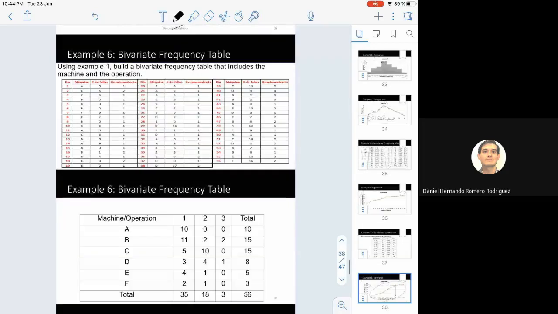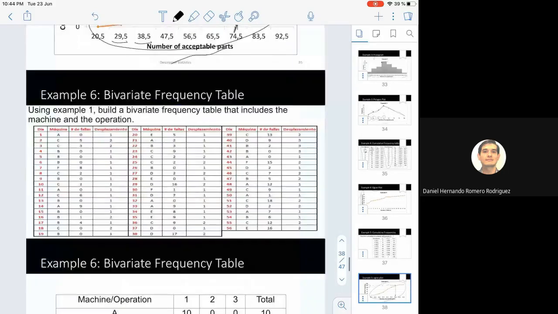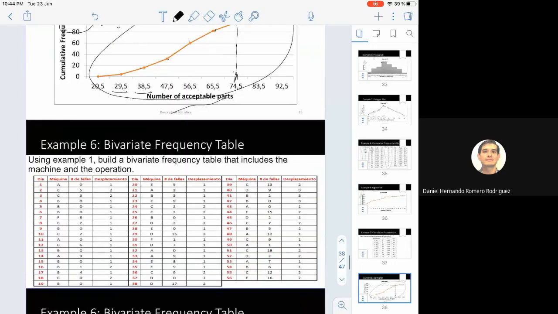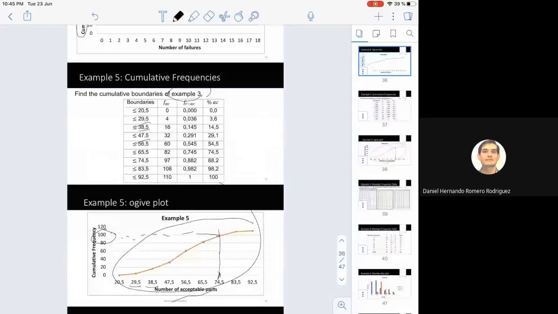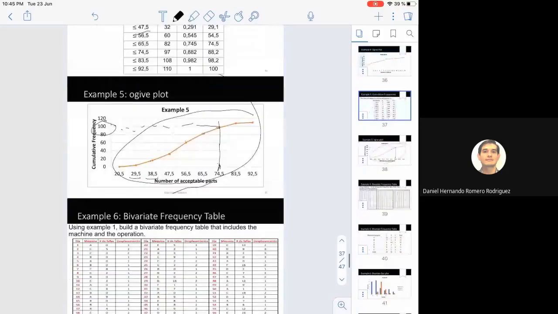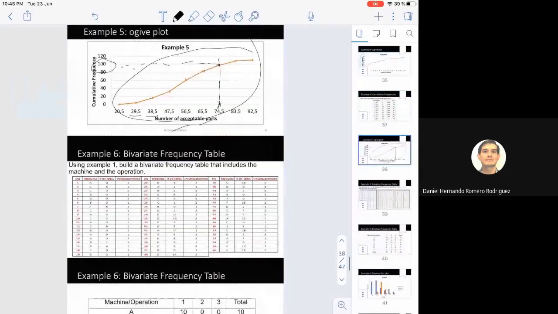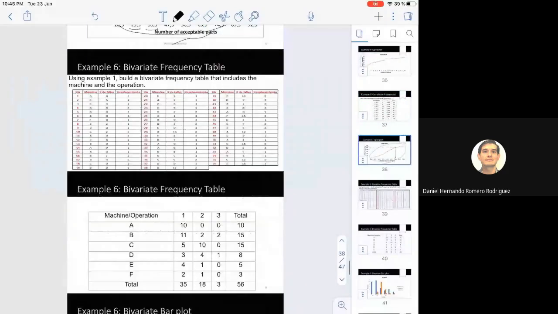All right, so we're almost done. I want to show you now the bivariate frequency tables, but I think I will split this video in two parts, because so far we have covered enough material. We went over the group frequency tables and some new plots, such as the ogive plot, which is a cumulative one. So I'm going to stop here, and we're going to talk about the bivariate frequency tables and the Pareto chart in the next video. So I'm going to stop right here.